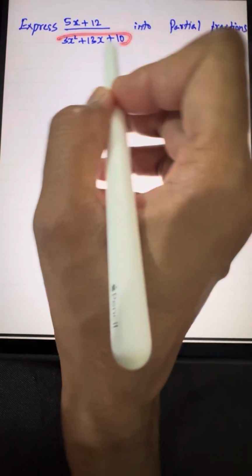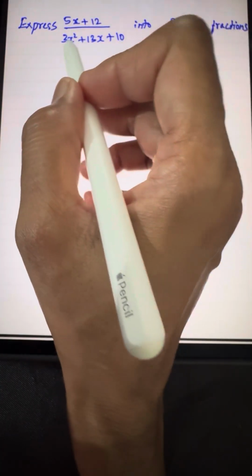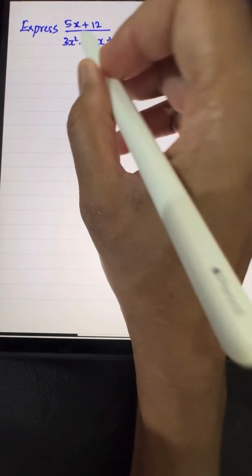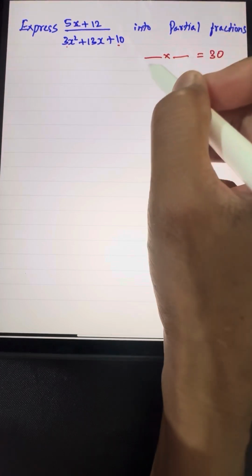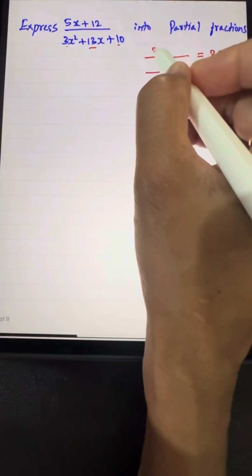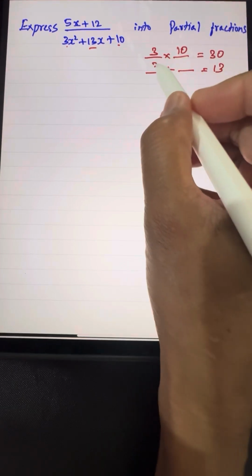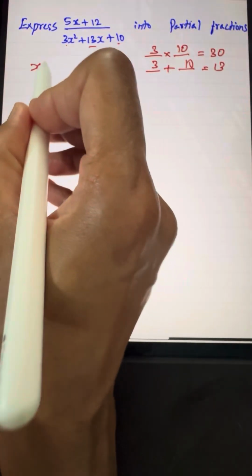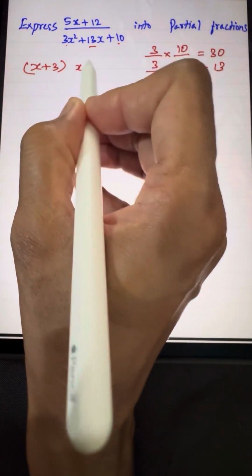The next step is to factorize the denominator. If you already have the factors, you can proceed, but this needs to be factorized. When you take two numbers, you should get 30, which means 3 into 10 is 30. When you add the same two numbers, you should get 13. 3 and 10 will work out. 3 times 10 is 30, 3 plus 10 is 13. So the factors are x plus 3 into x plus 10.